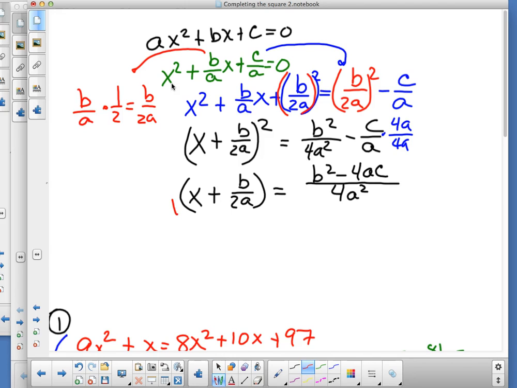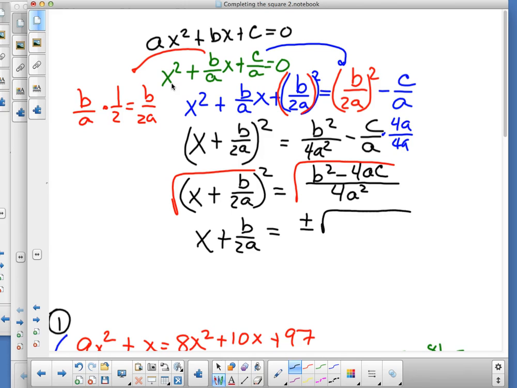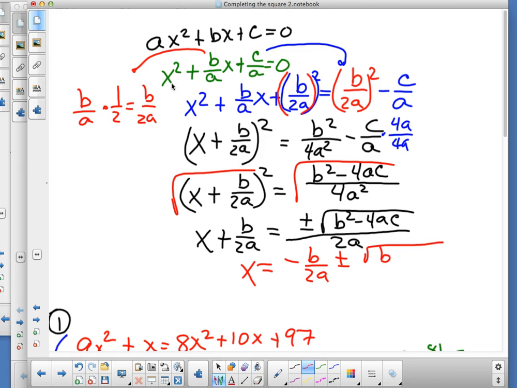The next step is taking the square root. So after I finish taking the square root, I now have, and that should have been squared, x plus b over 2a is equal to plus or minus the square root of b squared minus 4ac all over, now remember, the square root of 4 is 2 and the square root of a squared is a, 2a. And now I'm going to get this information over, so now I have x is equal to the opposite of b over 2a plus or minus the square root of b squared minus 4ac all over 2a.